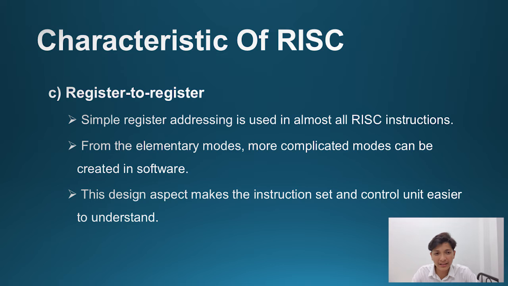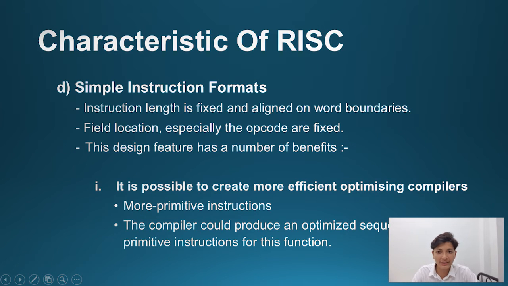And a final common characteristic is the use of simple instruction formats. Generally, only one or a few formats are used. Instruction length is fixed and aligned on word boundaries. Field locations, especially the opcode, are fixed. This design feature has a number of benefits. With fixed fields, opcode decoding and register operand accessing can occur simultaneously. Simplified formats simplify the control unit.